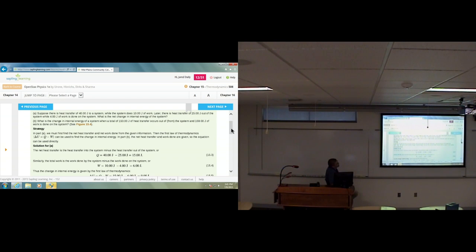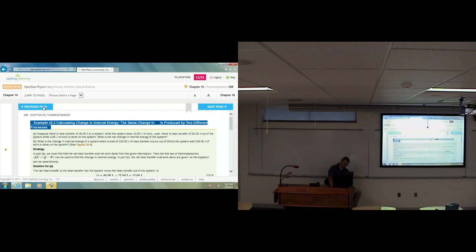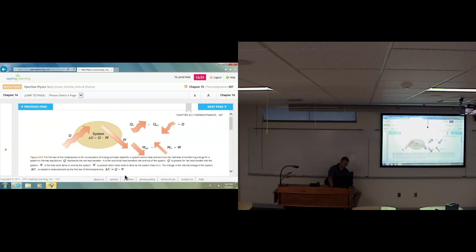Later, there's a heat transfer of 25 joules out of the system. That will be negative. While there's 4 joules of work done on the system, that will be negative. So now we've got heat in, work out, and then heat out, work in, right? Both the first ones are positive, both the second ones are negative. And they want to know what is the net change in the internal energy of the system. Well, you could use this stuff up here to do that.